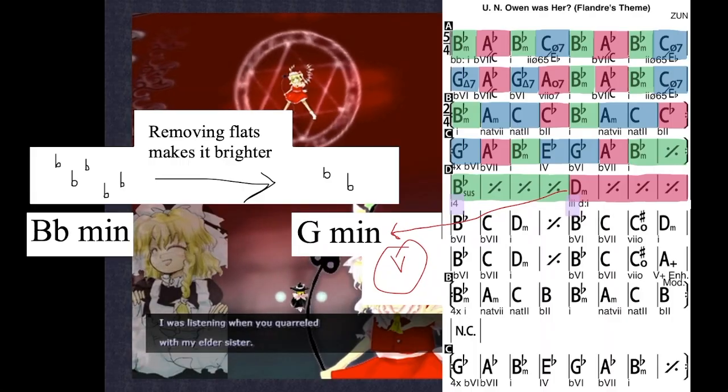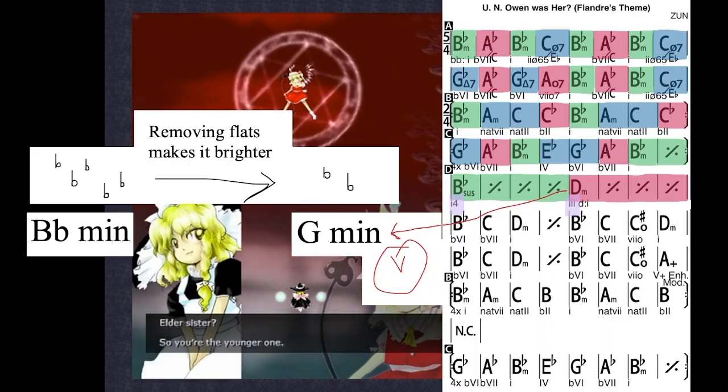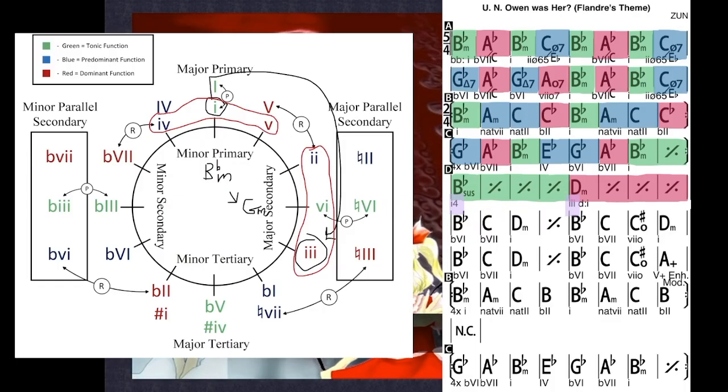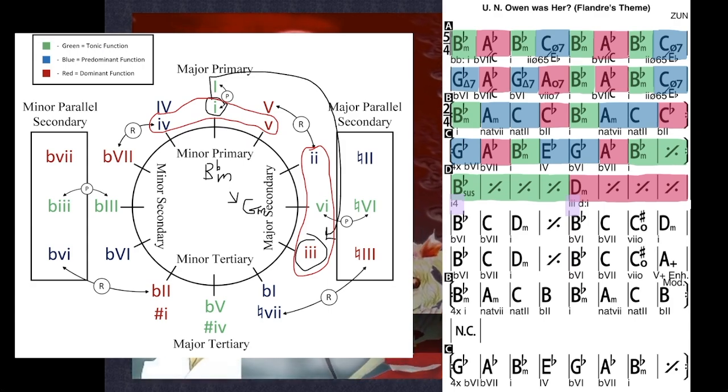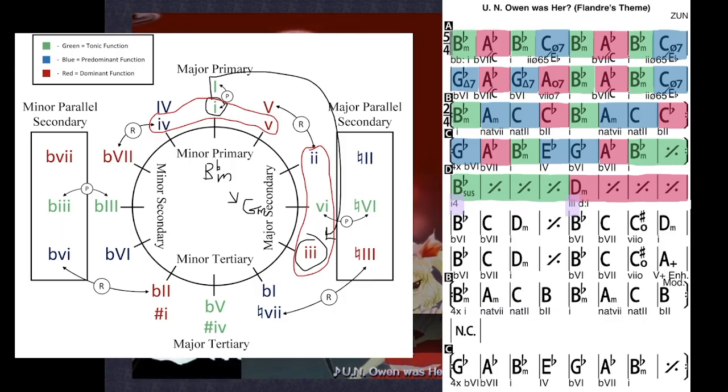You can feel how it sort of brightens up and gives you that sour feeling. But we are moving to a minor chord, so it's not completely bright. So let's take a look back at our diagram here. We started at a minor 1, and then we transitioned to 3, which is the red chord on the minor secondary chords.